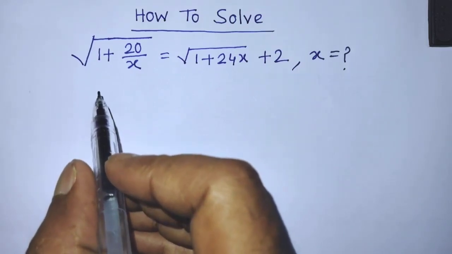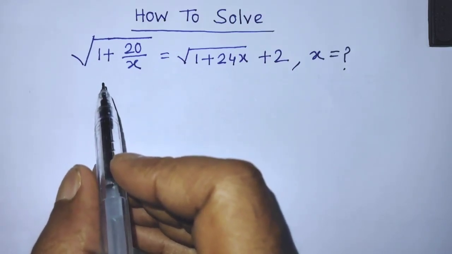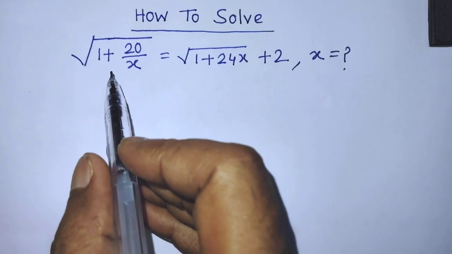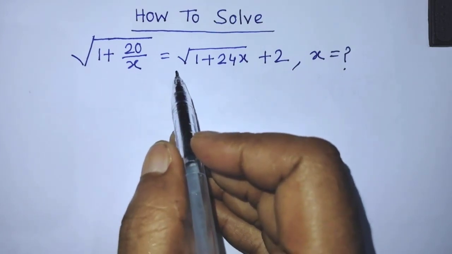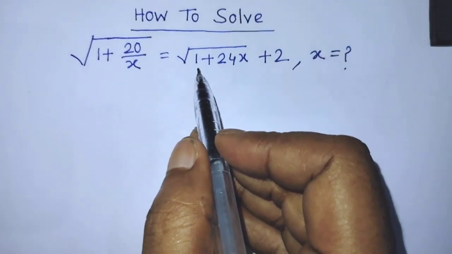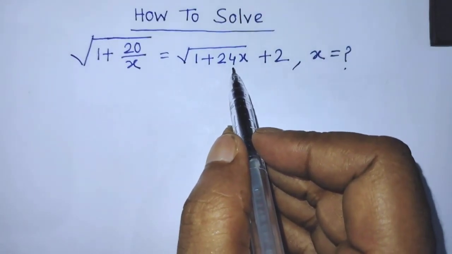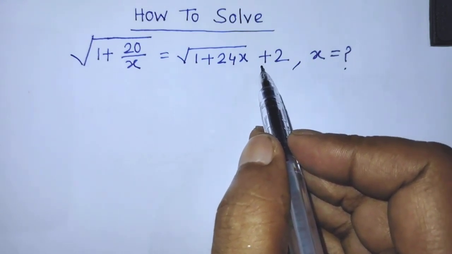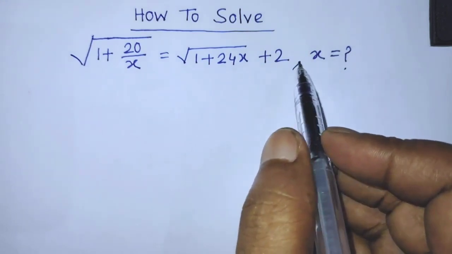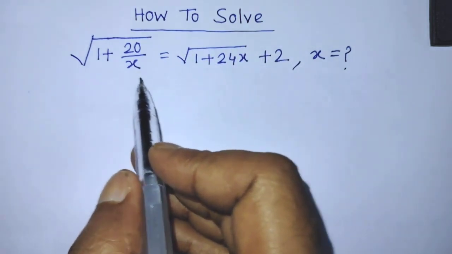Hello guys, you are welcome to solve this math problem: square root of (1 + 20/x) is equal to square root of (1 + 24x) + 2. Today I am telling you how to solve this algebraic expression.